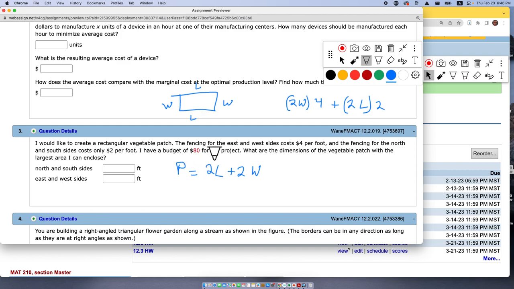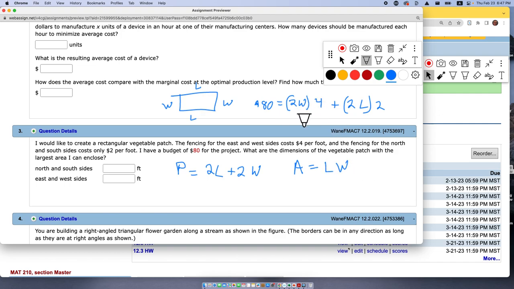I have a budget of $80 for the project. What are the dimensions of the vegetable patch with the largest area I can enclose? So whatever this is needs to be equal to $80, because that comes from the perimeter. But what is it that I want to maximize? I want to get the most area I can get, right? How do I get the area of a rectangle? Length times width.